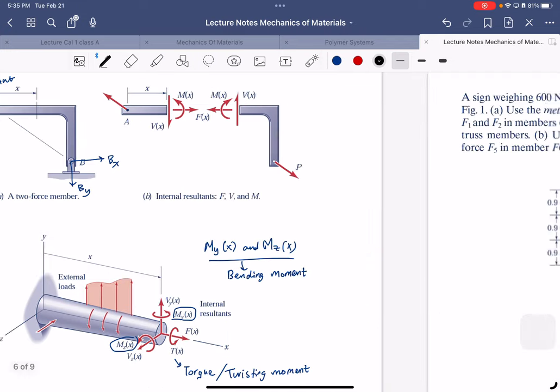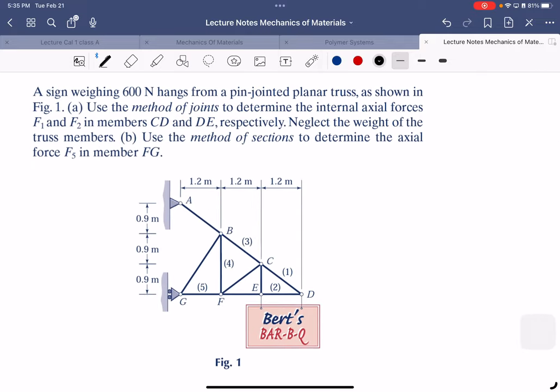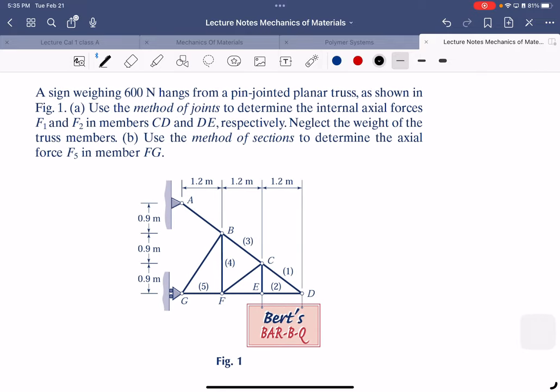Okay, now let's see this question here. I think this is still statics. A sign has weight 600 newtons. I think this sign's here, right? It hangs from a pin-jointed planar truss. Okay, this is a planar truss.